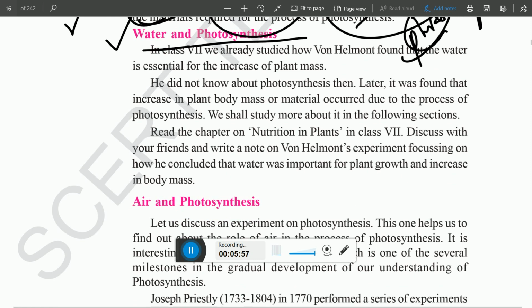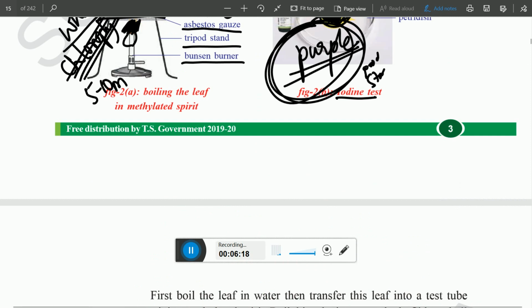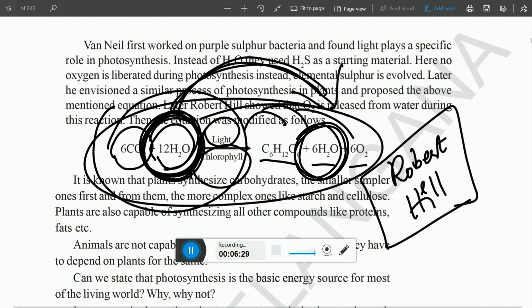So water and photosynthesis here. So what is water and photosynthesis here? That means here 12 molecules of water, when combined, only half of the water will be produced during photosynthesis. So how can this be seen here? This can be seen from this: 12 moles of water after photosynthesis converting into half of the water molecules. So there is a relation between water and photosynthesis.